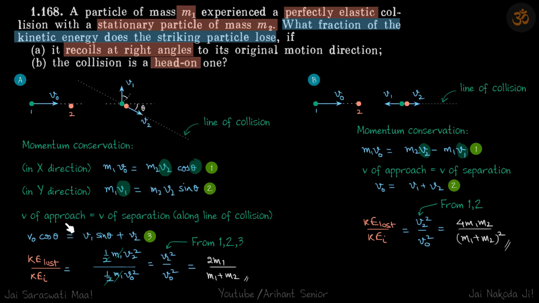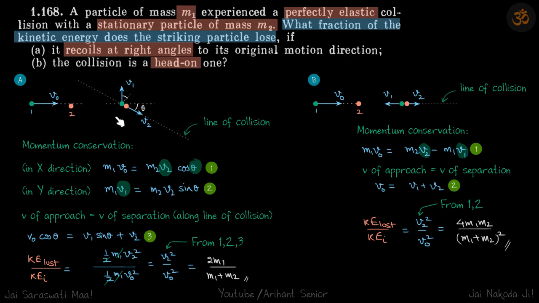And also because the collision is elastic, we will write velocity of approach is equal to velocity of separation along the line of collision. So this is an oblique collision, so this is the line of collision which, let's say, is making an angle theta. So of course the v2 will travel along this line of collision.